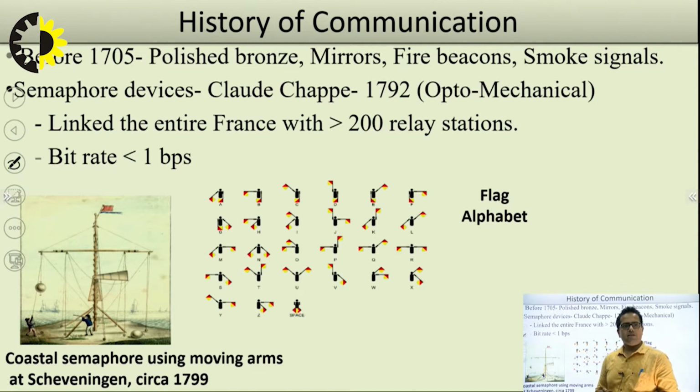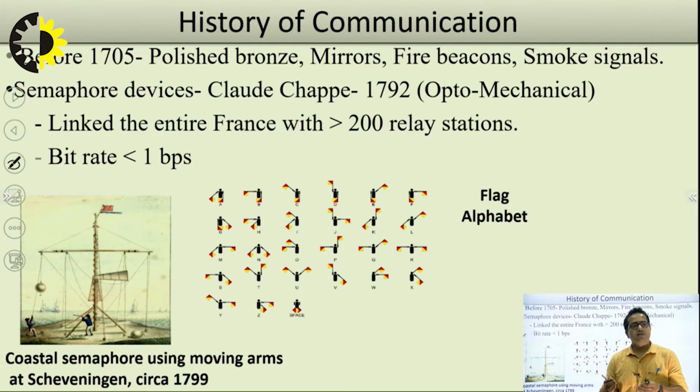So let us start with the history of communications, as we are dealing with optical fiber communication. First of all, we have to understand what past developments have been done in the field of communications. Only after that will we be able to understand what optical communications is. So the very first form of communications was basically in 1705.